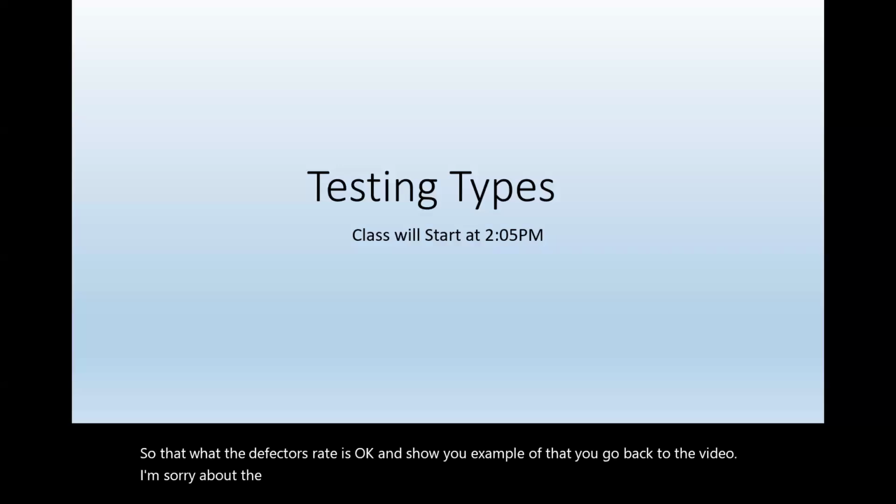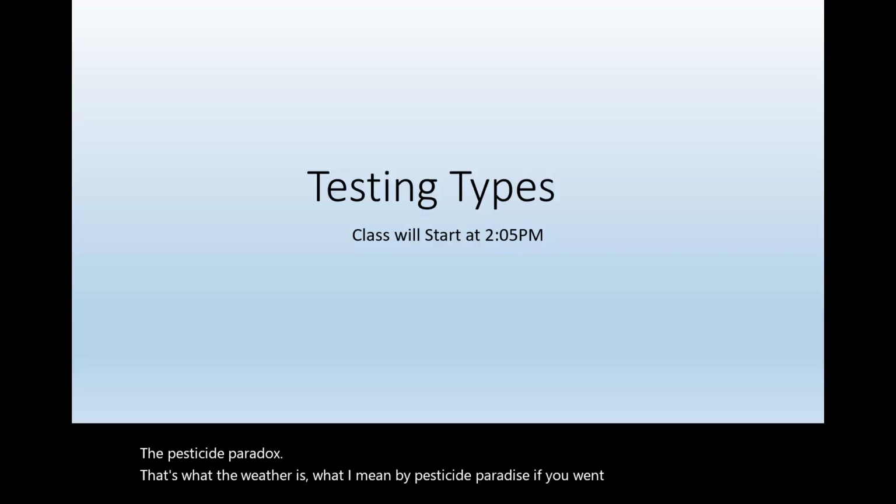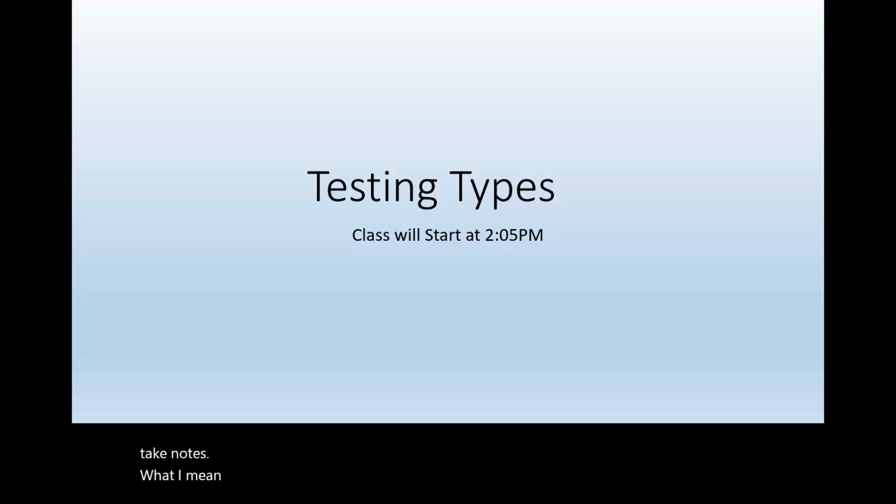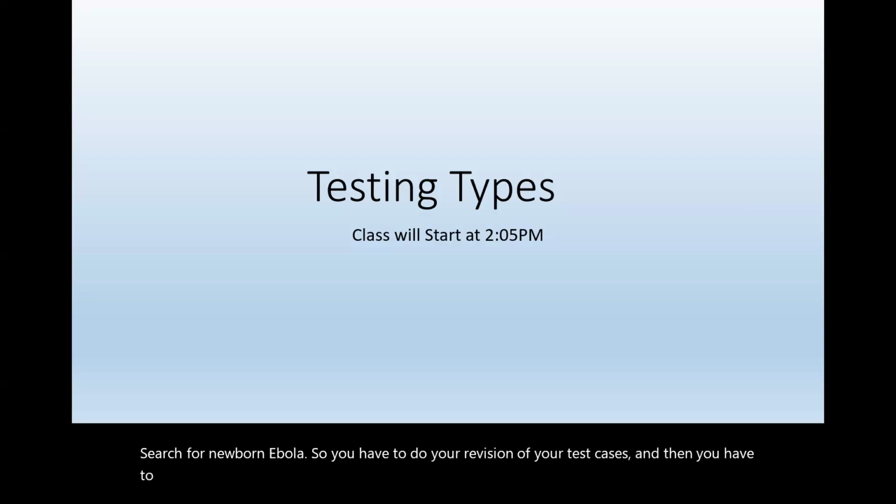I also talk about the pesticide paradox. If you go back to your video, take notes on what I mean by pesticide paradox. It talks about how running the same test cases again and again will not result in the detection of new bugs. So you have to revise your test cases and change your test levels. If you keep on executing the same kind of thing, you will stop finding bugs. That's what the pesticide paradox is saying.